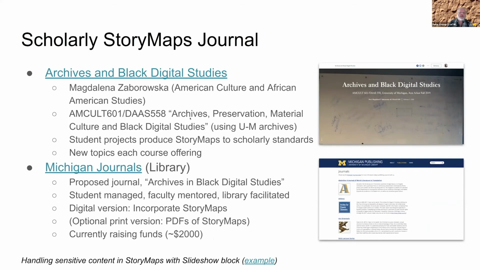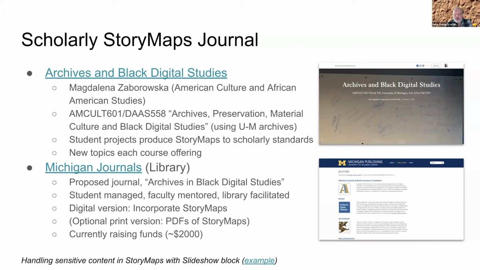Another interesting example is this notion of journals with story maps, so academic peer-reviewed journals. And this is coming out of a project that Magdalena Zabrowski in our American Culture and African American Studies runs. She teaches a graduate seminar in archives, preservation, material culture, and Black digital studies. They're using U of M archival materials from various libraries and sources on campus. And the goal for the seminar is for the students to produce story maps, but produce them to a scholarly standard.